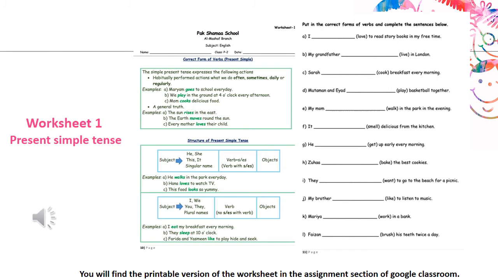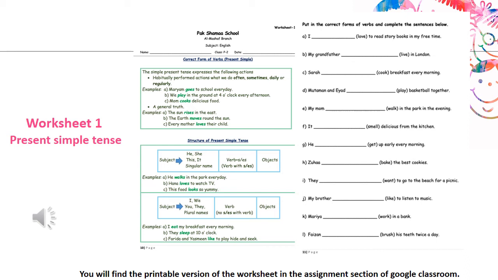Students, now we have to do worksheet 1 of present simple tense. Remember that I told you in first term we have already learned present simple tense. In third term we are going to review this topic again. What is present simple tense? I hope all of you know. Present simple tense is for habitually performed actions that we do often, sometimes, daily or regularly.